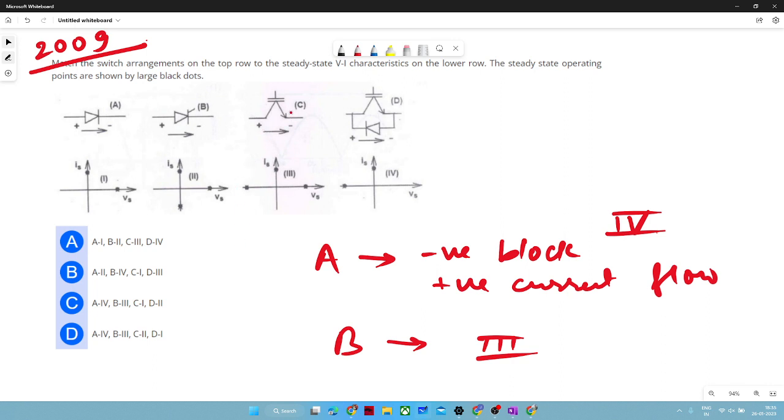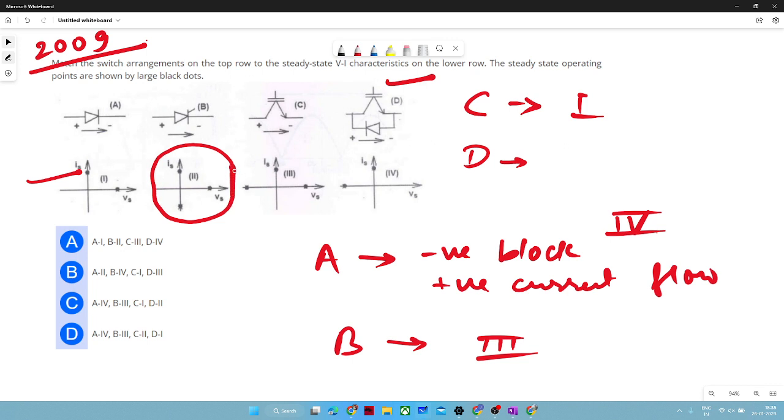Now C is nothing but an IGBT. So an IGBT blocks positive voltage and it conducts in positive direction. So that is satisfying option 1. So for C, it will be 1. And D, again, an IGBT is in connection with an anti-parallel diode. So it will allow the flow of current in both directions. However, it will block only positive voltage. So that is satisfied by option 2.